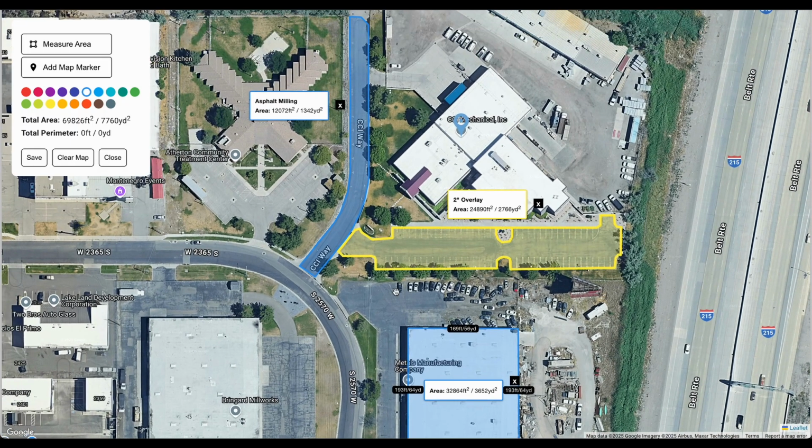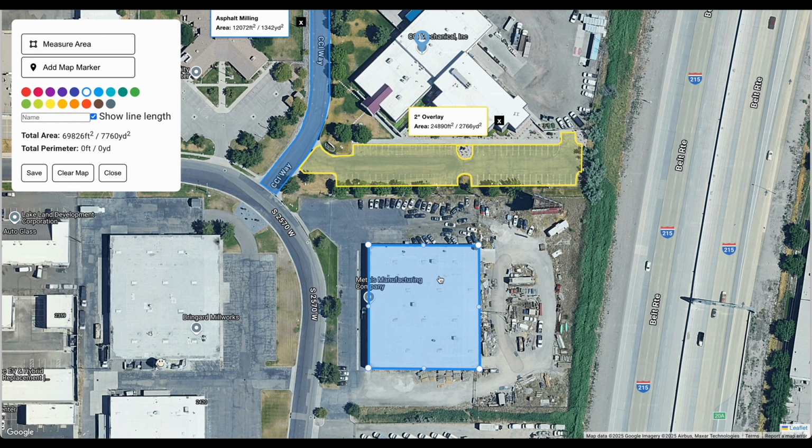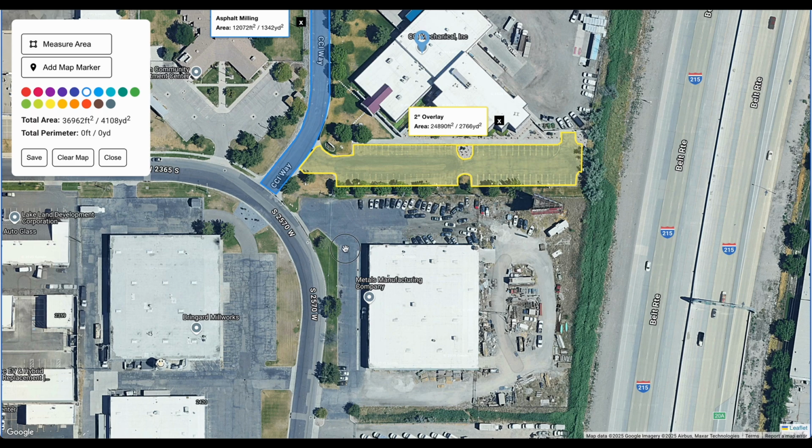But now you can have multiple areas. What if I want to delete this area? I'm just going to click on it and I'm going to hit the backspace key on my keyboard. And now we've subtracted that area from our overall and it's gone.